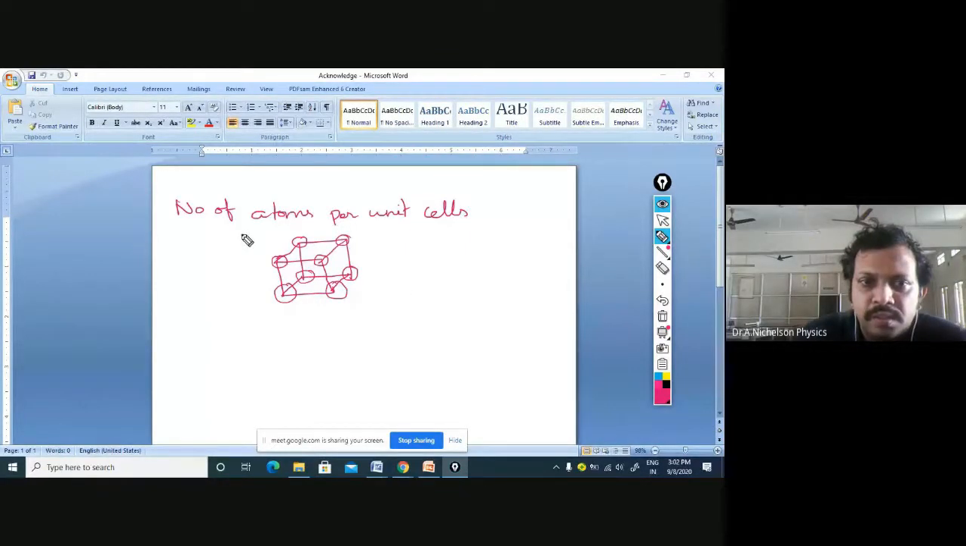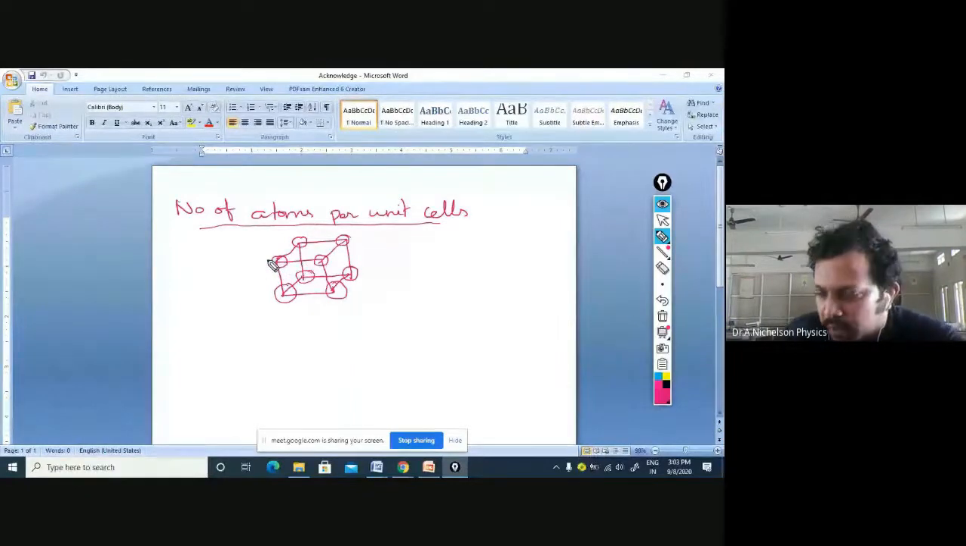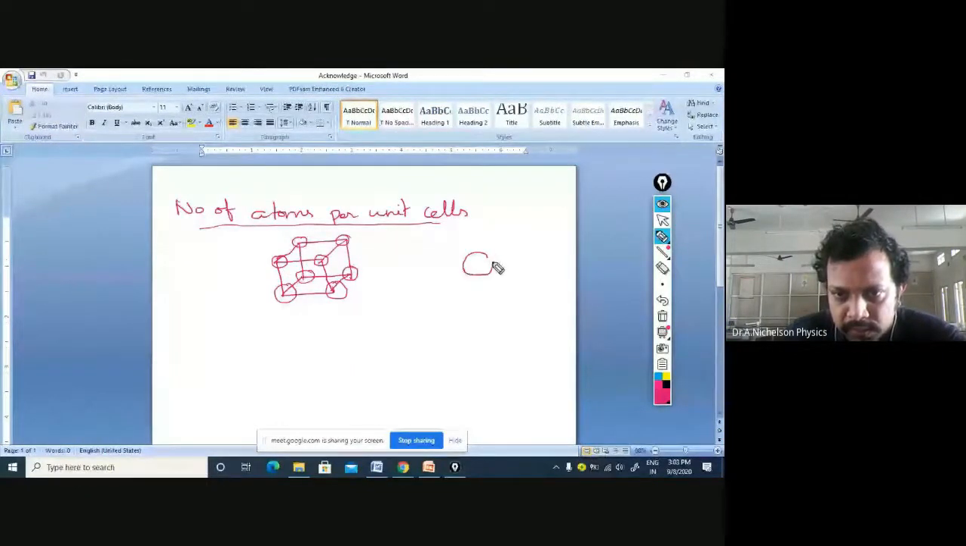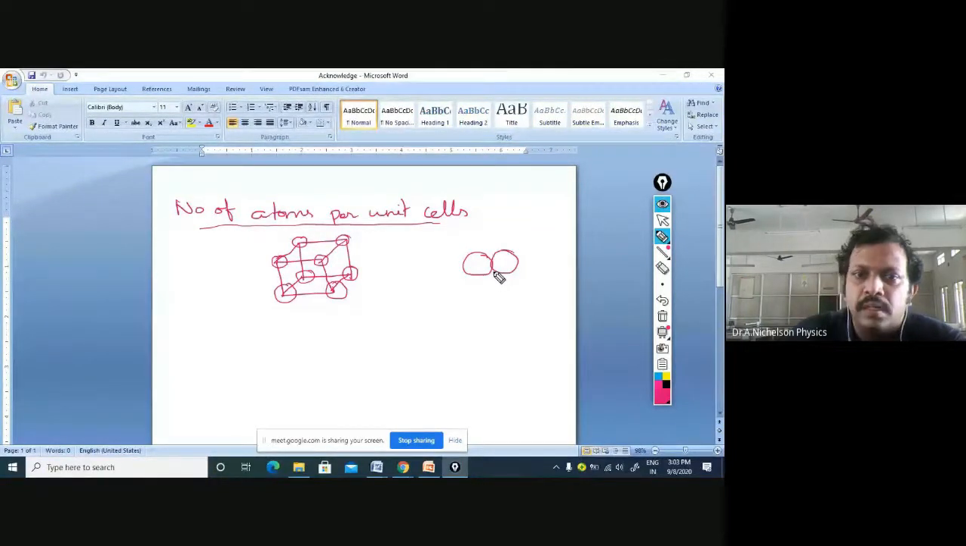Now, what is our aim here? To find the number of atoms per unit cell. So how to find that? First, what is the contribution of this particular atom to this unit cell? So it is the corner. Actually, this atom will be like this. It's closely arranged, but here we have mentioned it as a lattice. So that is why it is a simple cubic lattice. So it will be like this. So bottom 4 and top 4 atoms will be there.